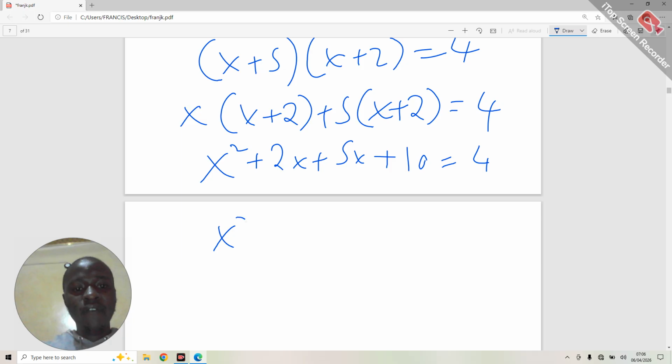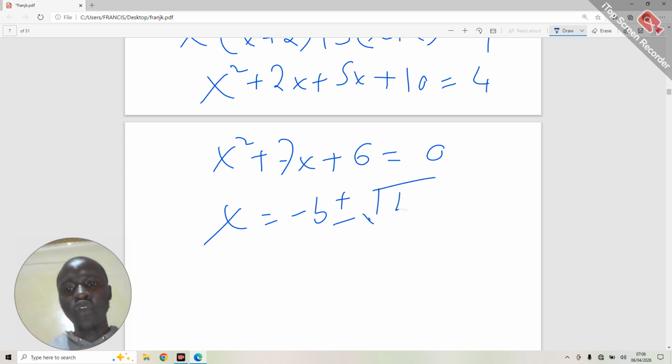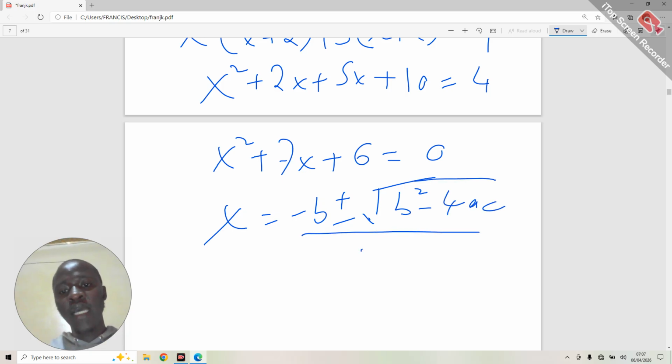So we shall have x squared plus 7x plus 10 plus 10. Now 4 crosses the equal sign, it becomes plus what? 10 minus 4, that is giving us 6 is equal to 0. So I'd prefer for a student to go directly and use the quadratic formula, whereby x is equal to negative b plus or minus the square root of b squared minus 4ac, all over 2a.